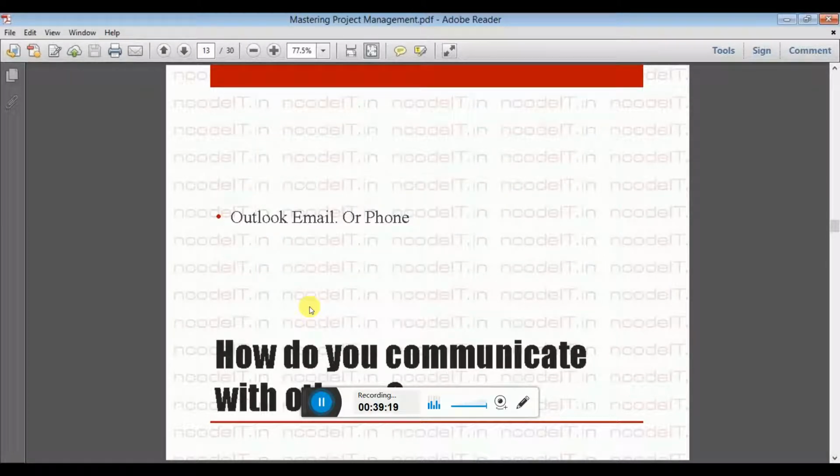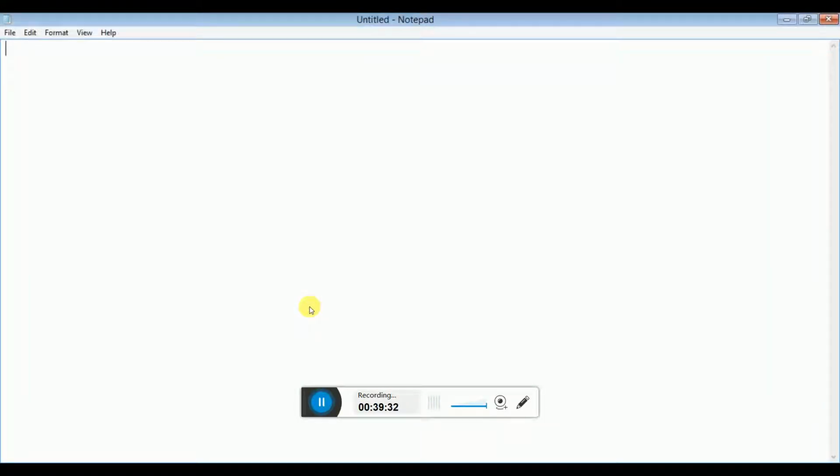Now, how do you communicate using email, phone, bridges? So these are the types of communication. You send an email, you pick up a phone and call people. It all depends on what is called the escalation matrix. There is something called an escalation matrix. Every team has an escalation matrix.